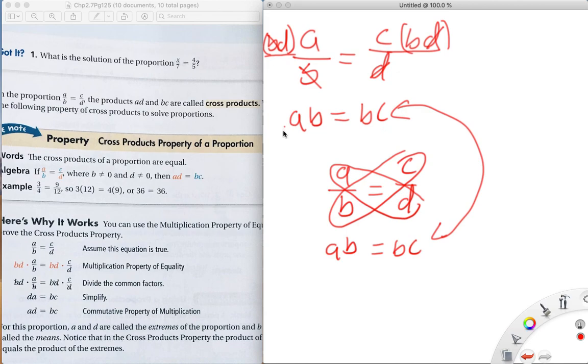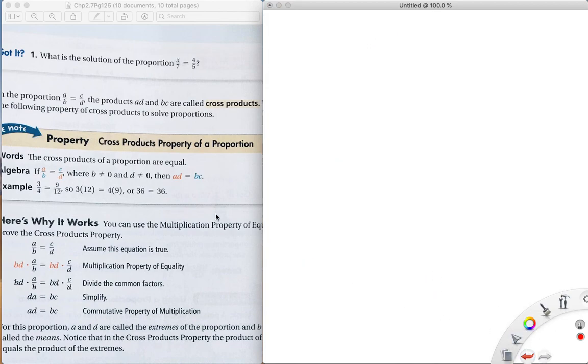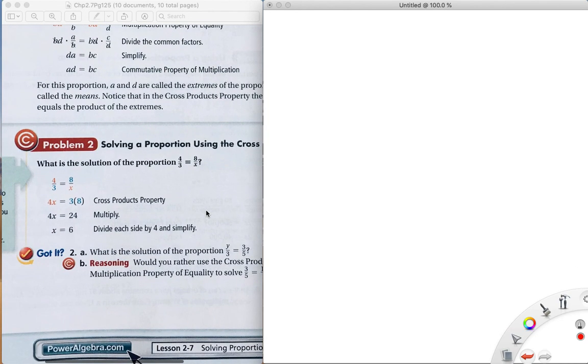Cross multiplication, or to cross multiply, is just a way of getting rid of the denominators by multiplying the numerators by the common denominator. That's all we're doing. So by being able to cross multiply or use cross products, we are able to solve for various equations.